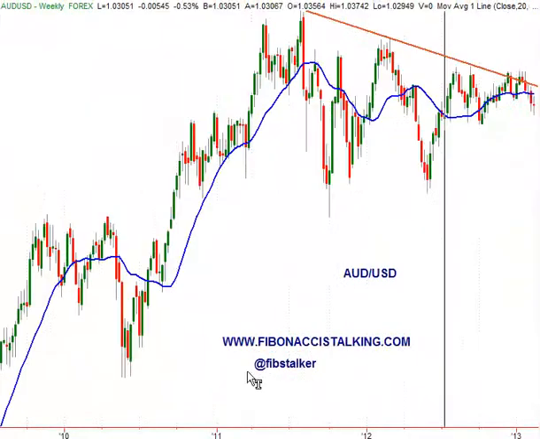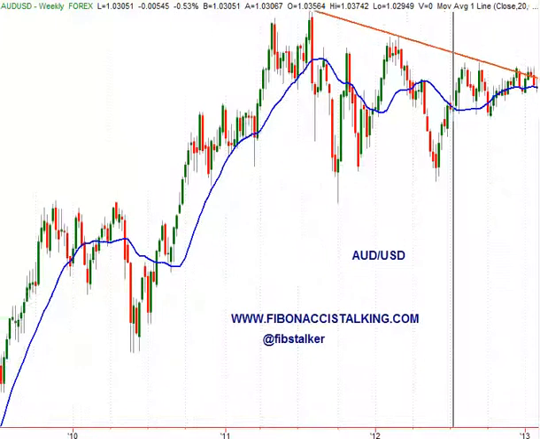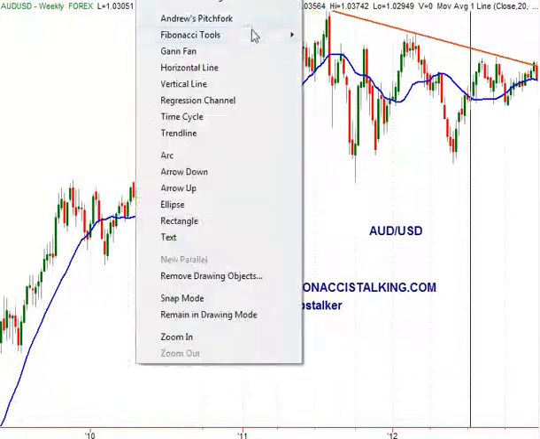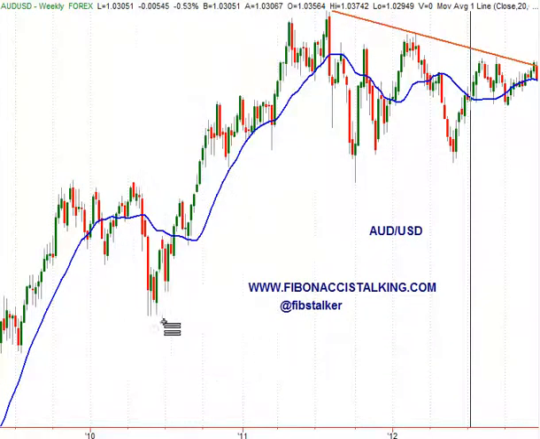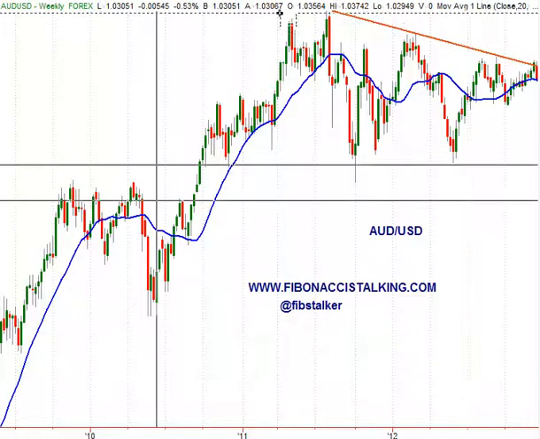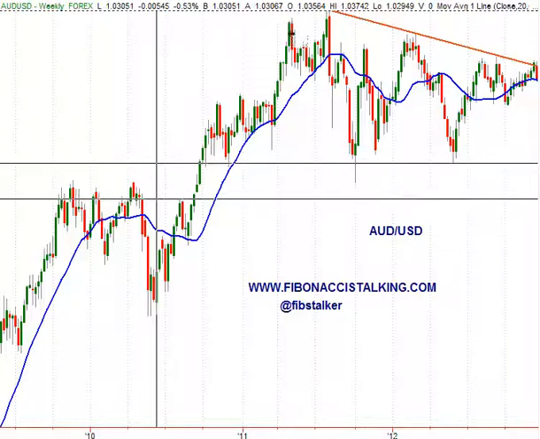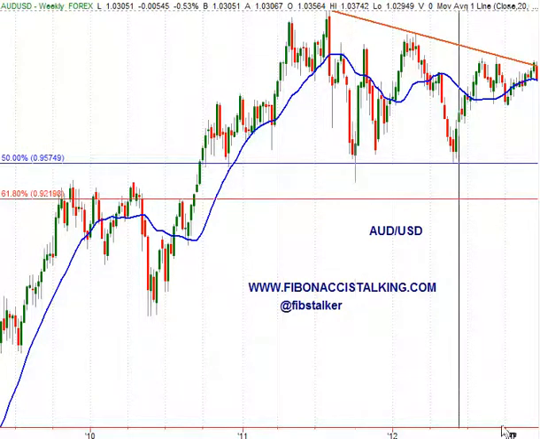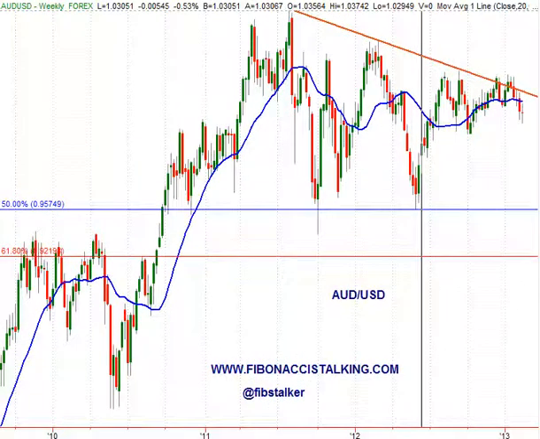And finally, the Australian dollar on the weekly chart. We know we have this long-term support here on the weekly chart, and this has been supporting price in 2011 and mid of 2012. So there is support for this pair.